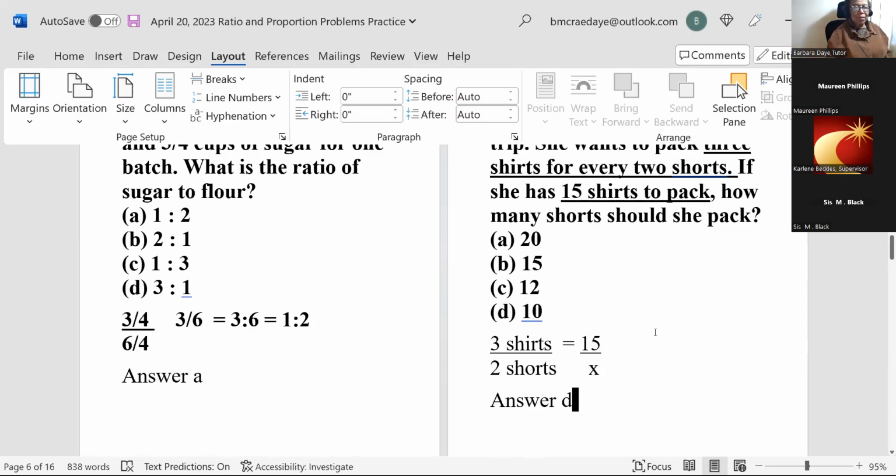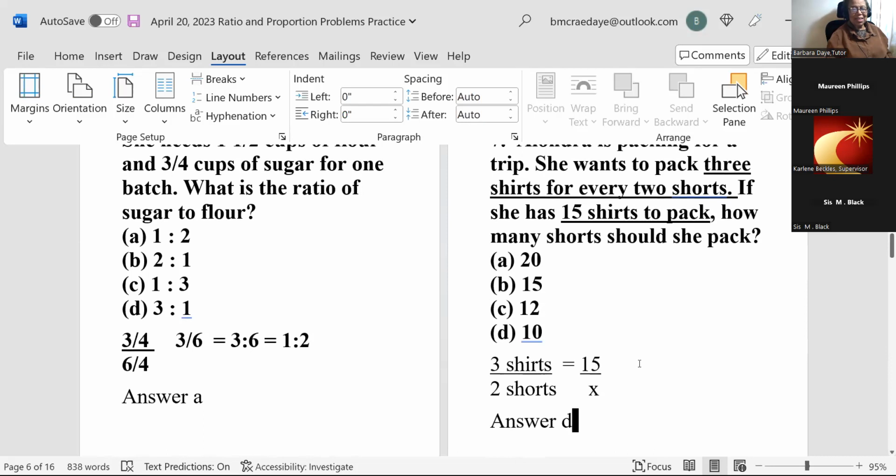Questions? You said it another way. It's more than one way to do it. I put shirts over shorts; you could put shirts over shirts. I say 3 into 15 goes 5, and then 5 times 2 is 10. It's always different ways to do the math. That's the beauty of math. It's not usually just one way to do it. You use the way that's comfortable and convenient and quicker.